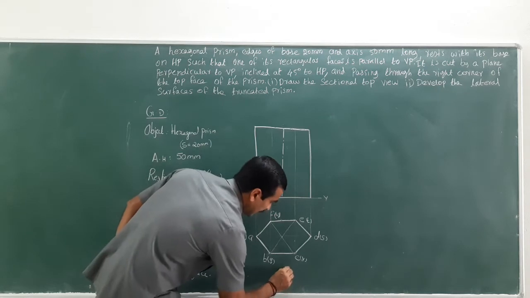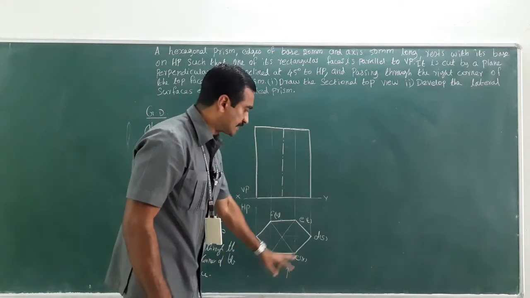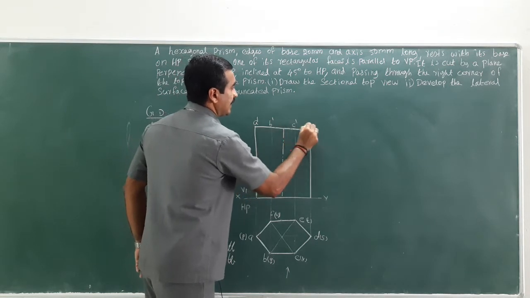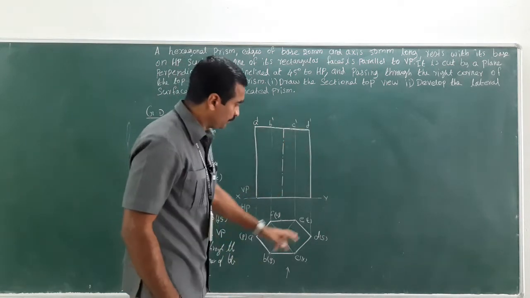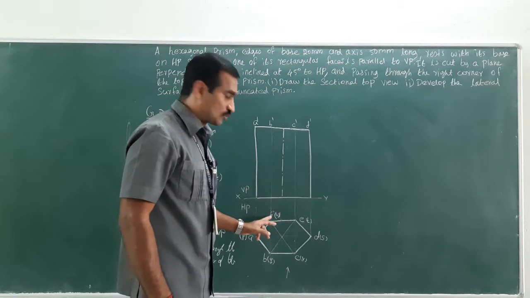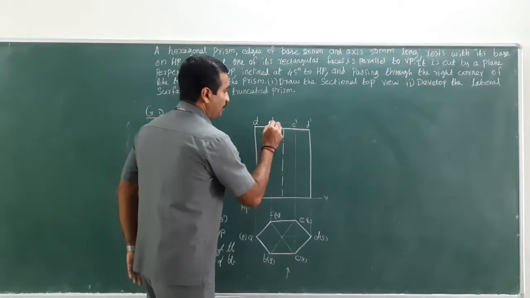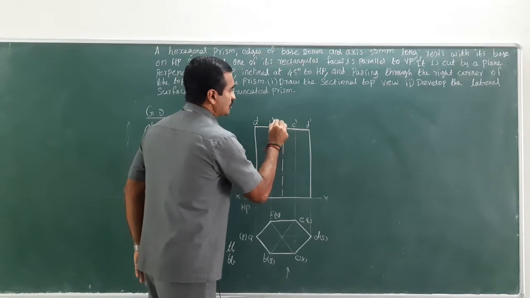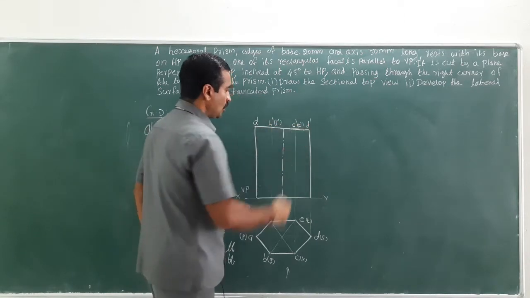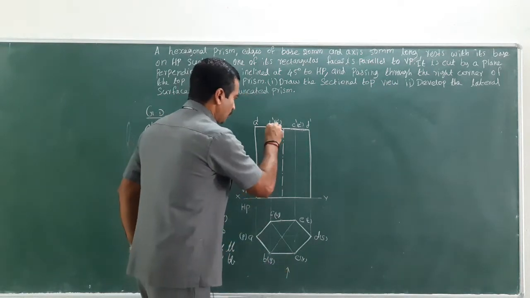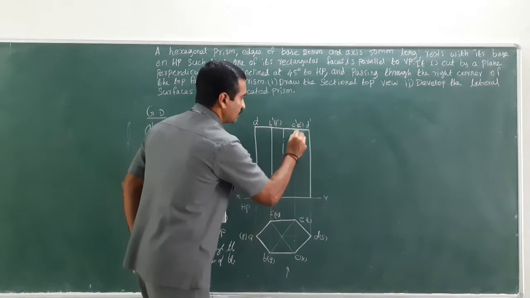When you look at from here, A, B, C, D are visible. A dash, B dash, C dash, D dash are visible. E and F are invisible because E is right behind C, F is right behind B. So F is invisible and E is invisible. What about these longer edges? Longer edges are visible, right? So longer edges are visible.